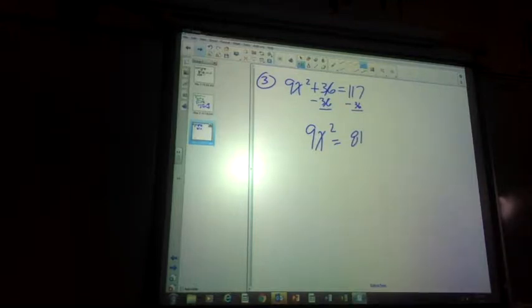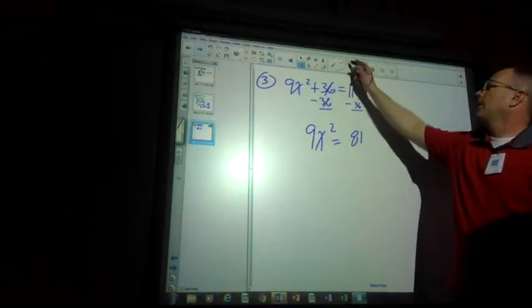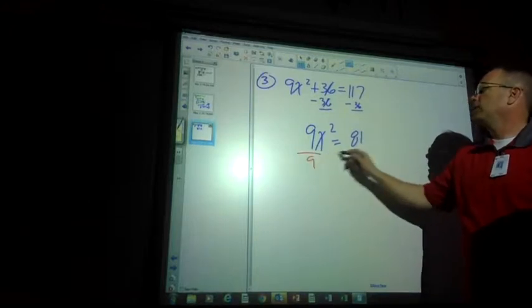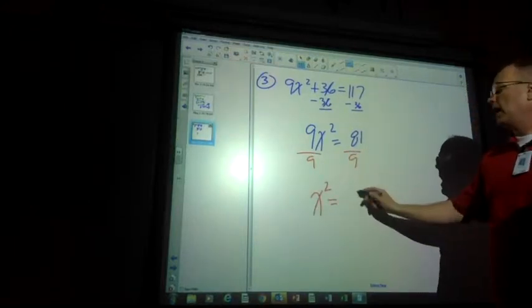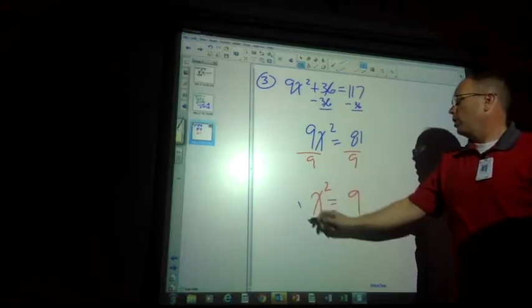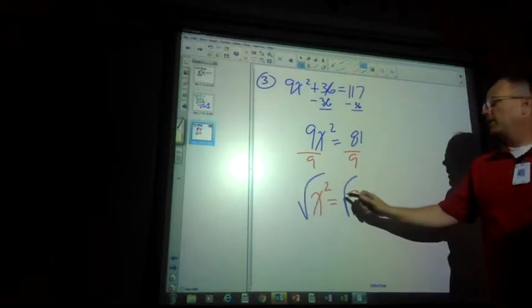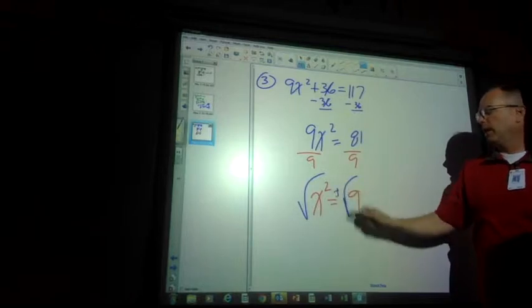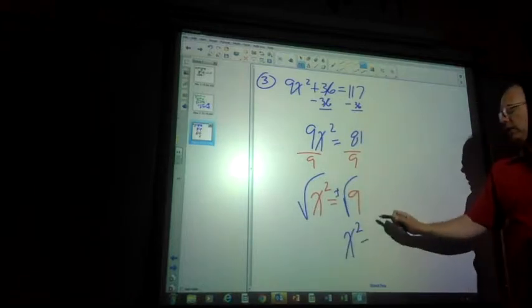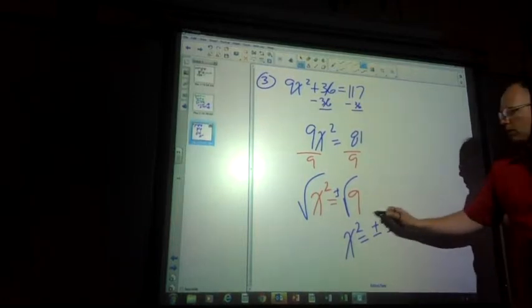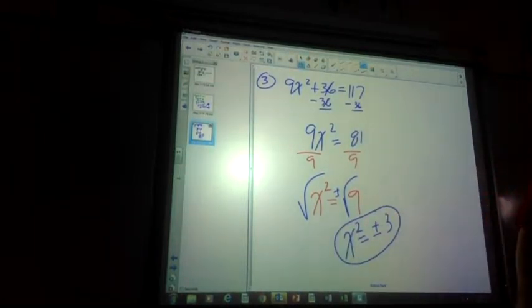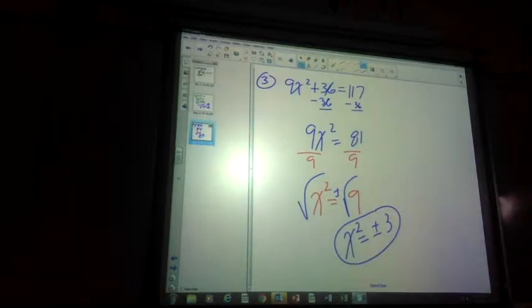So how do I undo 9x squared? Divide by what? 9. Good. So 81 over 9 is what? 9. The square root, what should I not forget? Plus or minus. So I get x squared is equal to plus or minus, what's the square root of 9? 3. Okay?